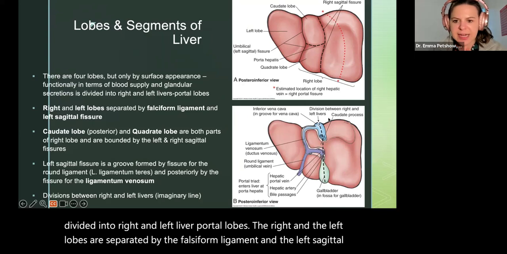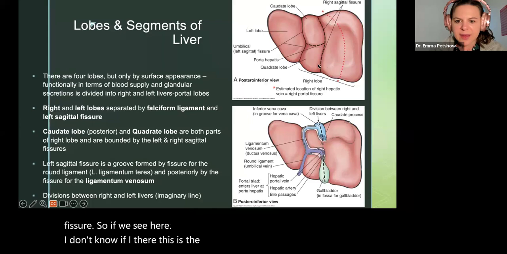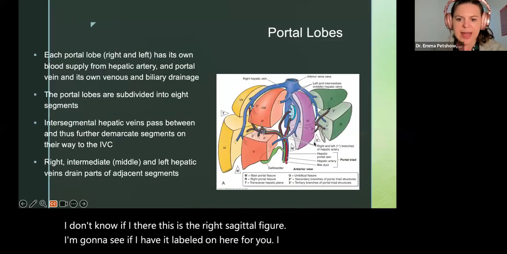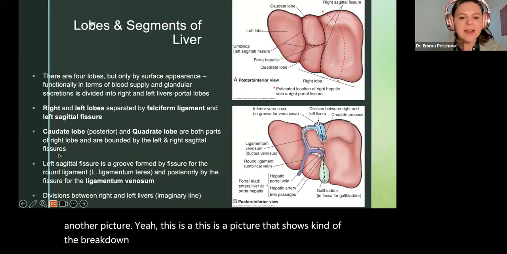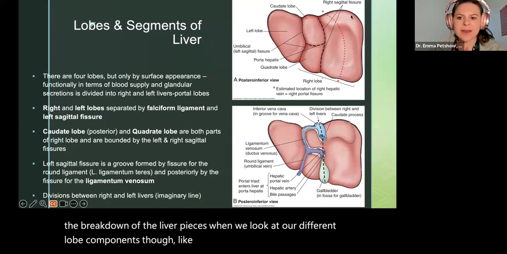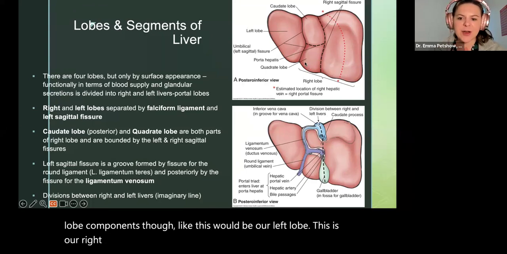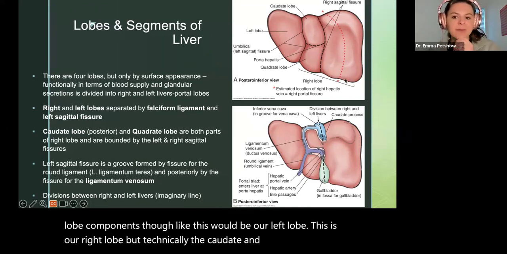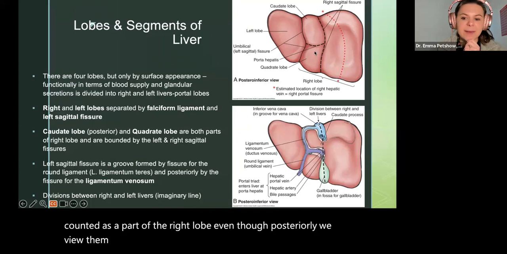So if we see here, I don't know if this is the right sagittal fissure. I'm gonna see if I have it labeled on here for you. I may have it in another picture. Yeah, this is a different picture that shows kind of the breakdown of the liver pieces. When we look at our different lobe components though, like this would be our left lobe, this is our right lobe, but technically the caudate and quadrate lobe are counted as a part of the right lobe, even though posteriorly we view them as kind of separate components or separate lobes here.